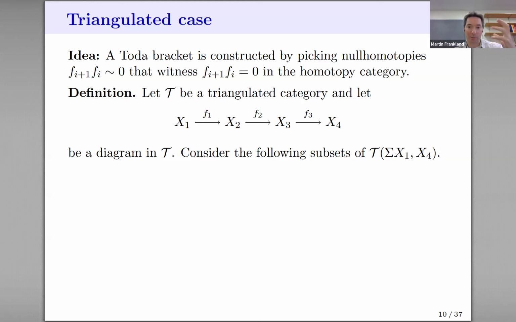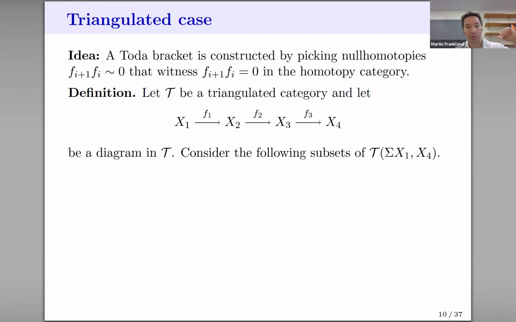You can witness that by picking a lift to the fiber of the second map or an extension to the cofiber of the first map. And because of that, there are different constructions of the Toda bracket. We start with these three maps in a row. I'm just going to review the triangulated case for now.